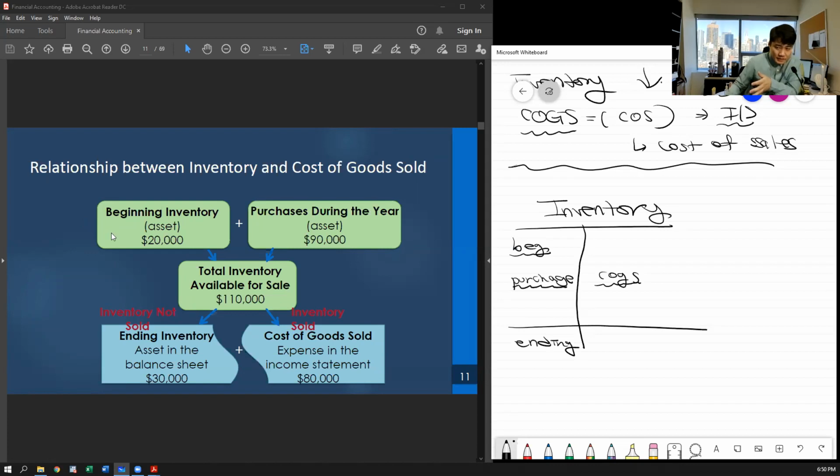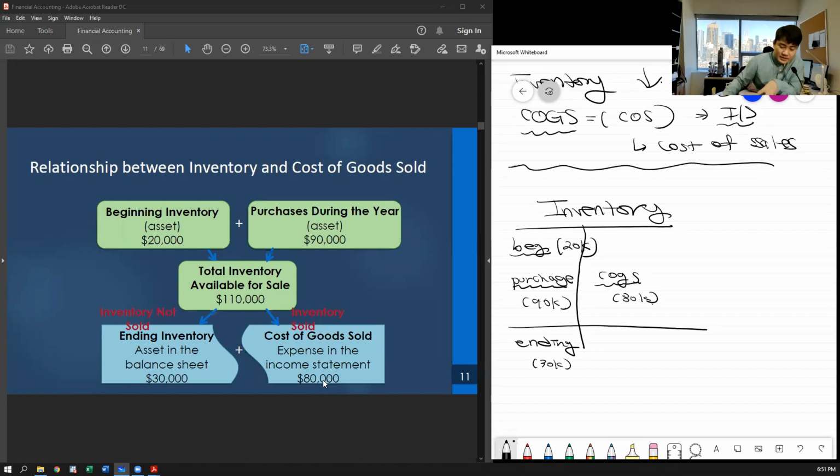Okay, so you have a beginning balance of 20K, okay, and you purchased inventory during the year of $90,000. So basically what that means is that the company has a total of $110,000 of inventory that's available for sale, okay? Now during the period, the company sold $80,000 of inventory. So that's going to be reported in their cost of goods sold. So at the end of the day, the ending balance of inventory will be $30,000, okay?